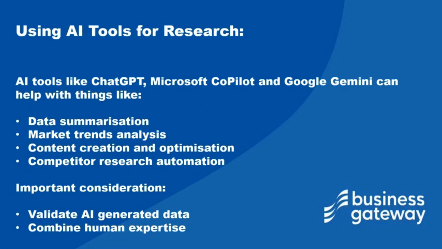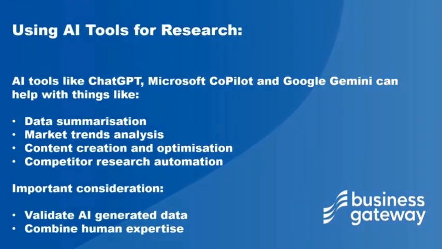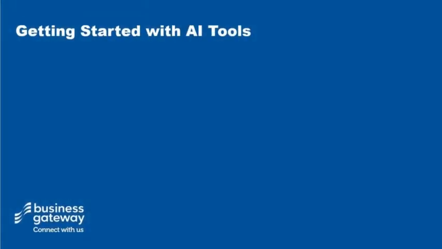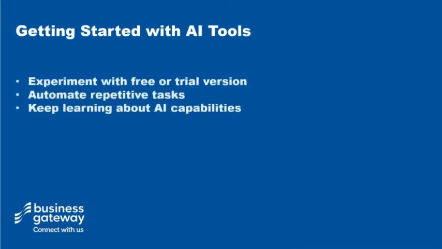AI complements human intuition and expertise, but shouldn't replace critical thinking. Use AI as a tool to enhance your decision-making, not as a substitute for thorough analysis. To get started with AI tools, experiment with free or trial versions of tools like ChatGPT or Copilot to see how they can fit into your workflow. Use AI to automate repetitive tasks, such as generating reports or analyzing data sets, so you can focus on strategic decision-making. Keep learning about AI capabilities as these tools evolve to ensure you're leveraging the latest advancements for your business.